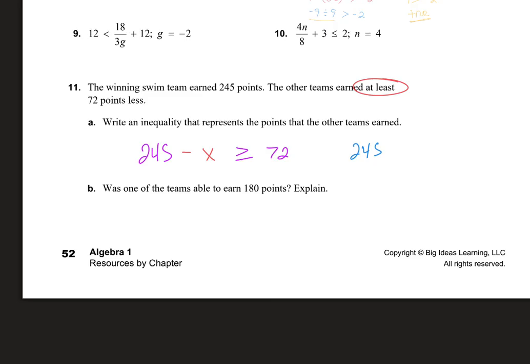245 points is greater than 72 points plus whatever the team scored, and you would get the same outcome. And anyway, so that's how you can look at this. That's A. And then B, was one of the teams able to earn 180 points? Please explain. So here's what you're going to do. Plug that in, and then you explain. I'm going to leave that up to you for now.